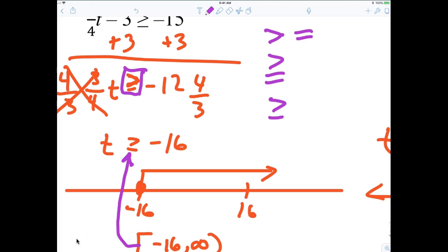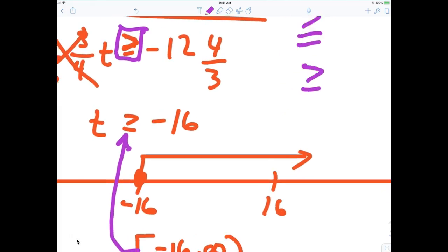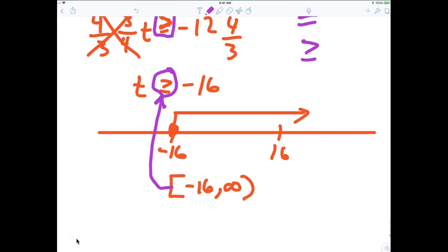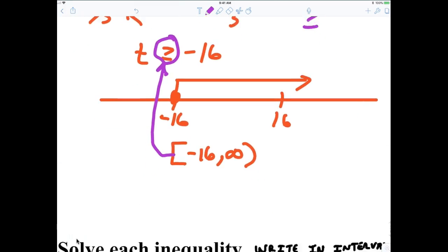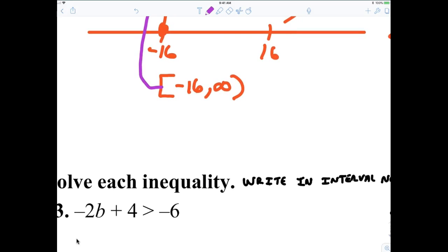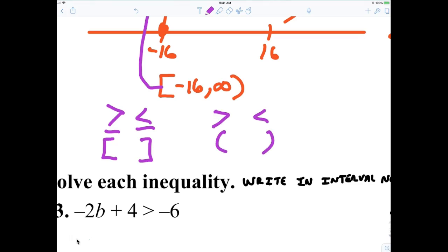Why do you point to the t, not the 16? Well, because this right here, listen, this is the symbol, all right? So because some of you are a little confused, if I do this or I do this, there's going to be a bracket on both of those, right? If it's this or this, it's going to be parentheses. You with me? Yes, good.